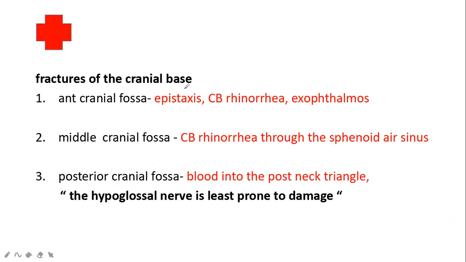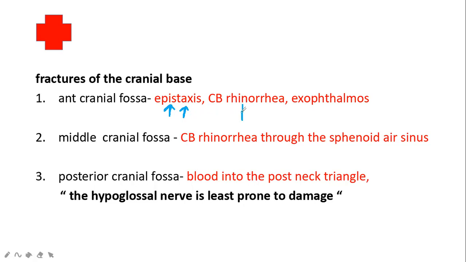Now let's look at the clinicals associated with this. So there is fracture of the anterior cranial fossa, right? That leads to blood leaking into the nose. So bleeding within the nose, that's what we call epistaxis, right? Why? Because the nasal cavity is underneath the anterior cranial fossa. On the roof of the nasal cavity, we have the ethmoid bone, right? That is also the base of the anterior cranial fossa.